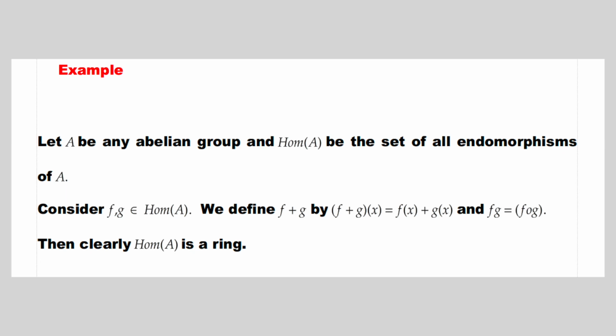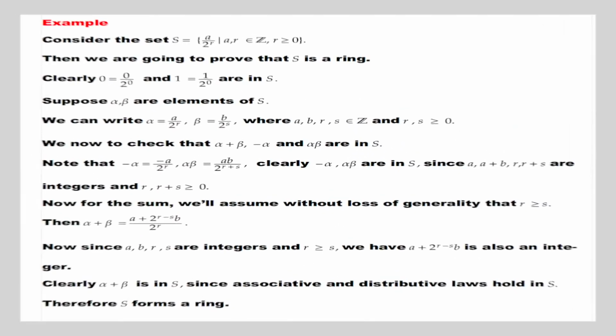The next example is, let A be any abelian group and Hom(A) be the set of all endomorphisms of A. Consider f, g belongs to Hom(A). We define f + g by (f + g)(x) = f(x) + g(x) and fg = f composition g. Then clearly Hom(A) is a ring.